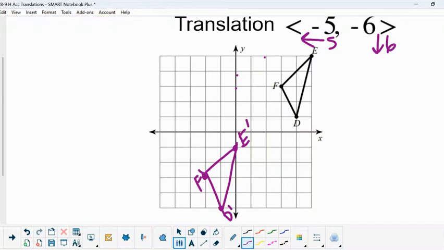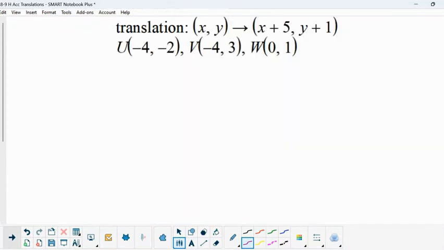Okay, then you are going to be given the ordered pairs of the vertices without the picture and asked to still translate them and just note where they would land. Your coordinate rule is telling you what to do to every x and what to do to every y. It's saying every xy is going to go to x plus 5 and y plus 1. So if u starts at negative 4, negative 2, do this with me, u prime, it's going to follow this translation rule to get there.